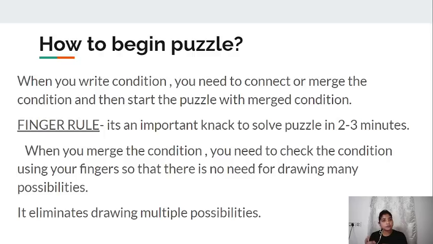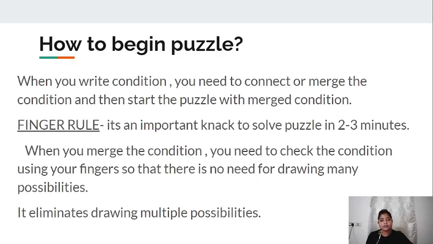So you remember this thing: first, you need to merge the conditions. If you merge the conditions, you will eliminate steps of the puzzle, and you will get an idea of the arrangement and can start the puzzle. The second thing is to find the gap: choose the condition first which has a lot of gap between any two people. And the third thing is minimum possibility. What actually is minimum possibility, we'll see further.